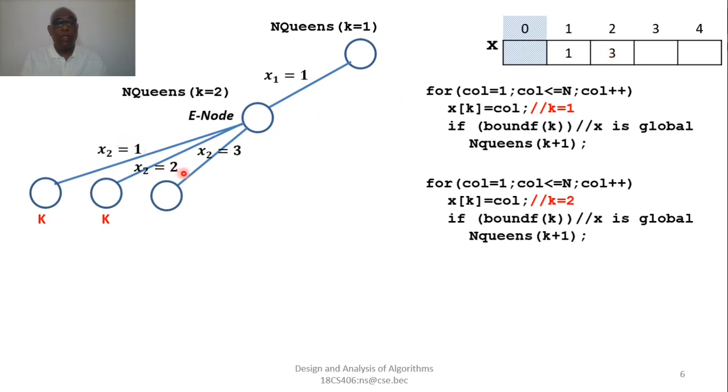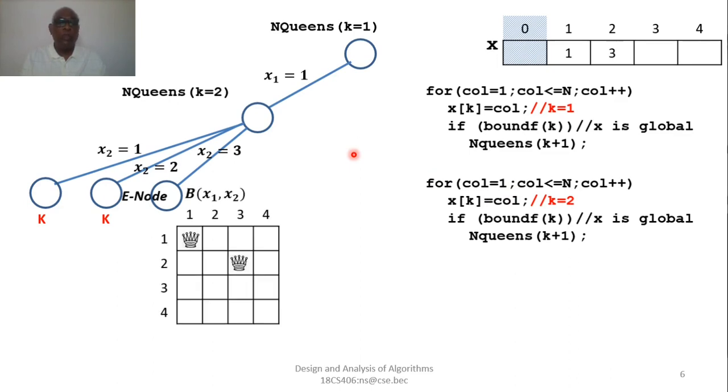from 1, then 2 and 3, because you are trying all possible values of xk, and if the child node that is created as a result of a particular value of xk does not satisfy the bounding function, then it is killed and we move on to the next value of xk. So now the value of x2 in this for loop is 3, and the solution satisfies the bounding function, and hence this newly created child node becomes the E node.